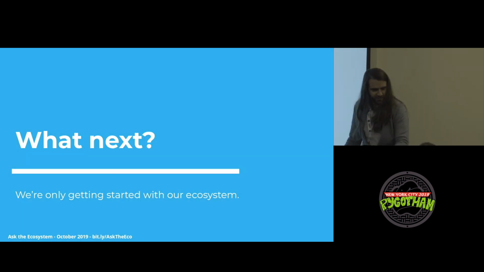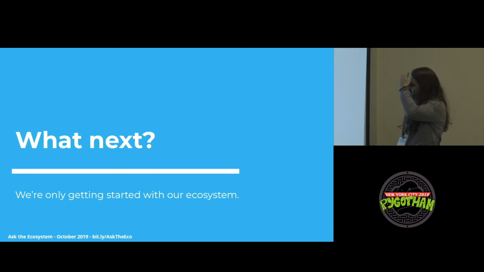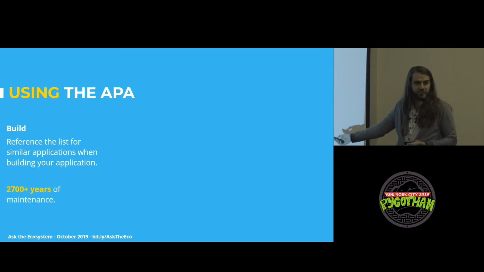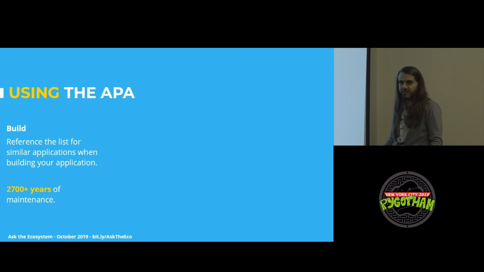So what's next? Basically, we could go on and on about data, but what are we actually going to do with this on an individual basis, right? How are you going to go back to your day job or your open source project and learn from the ecosystem? So you should reference the list for similar applications when you're building your application. That was my recommendation. That's what I will be doing. There are about 2,700 years of maintenance encapsulated in all of these projects. There's a lot of wisdom there that is just waiting to be discovered by you and unlocked.